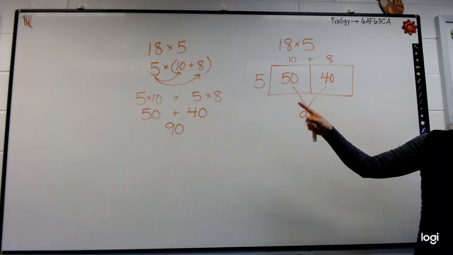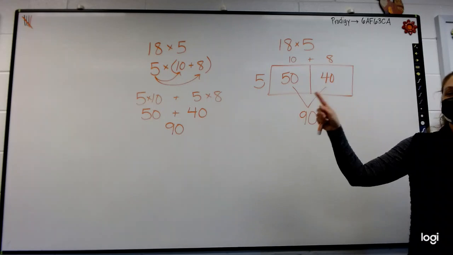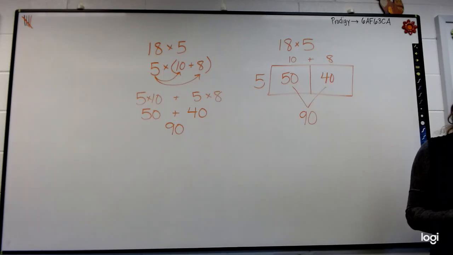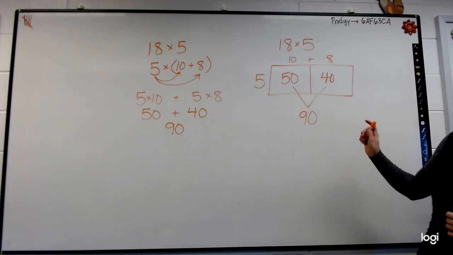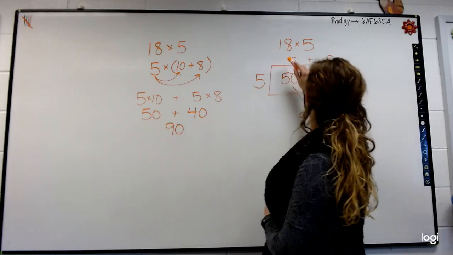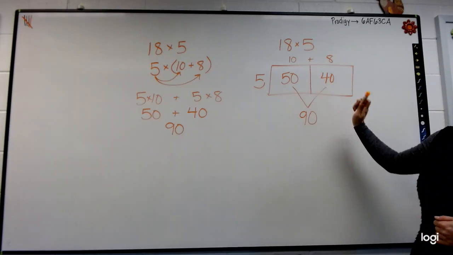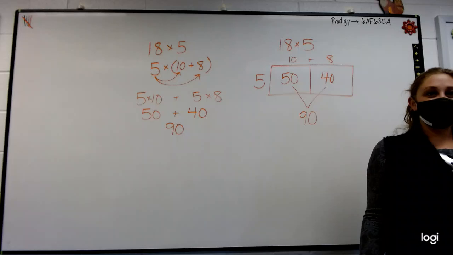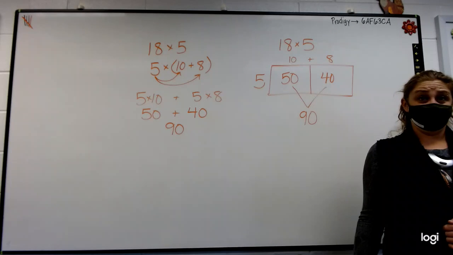What is similar about these two? I want everyone to really take a deep look at them. What's the same? Cadence? Okay, we end up with the same numbers. I have my 10, my 8, my 5. Those all look the same. I got a 50 and a 40 and ended at a 90. So how is it different?